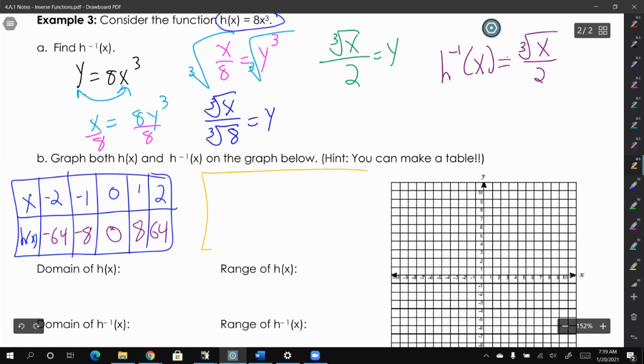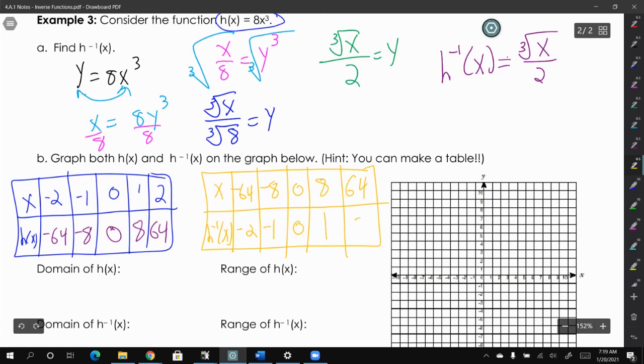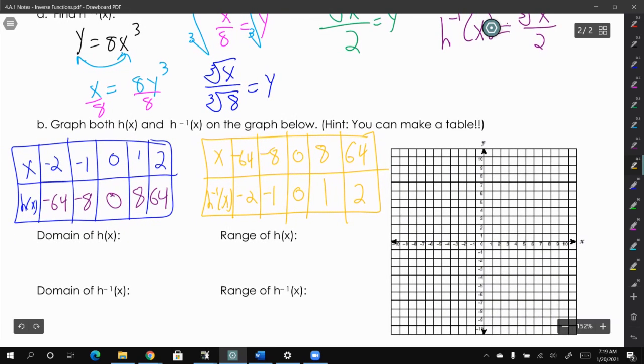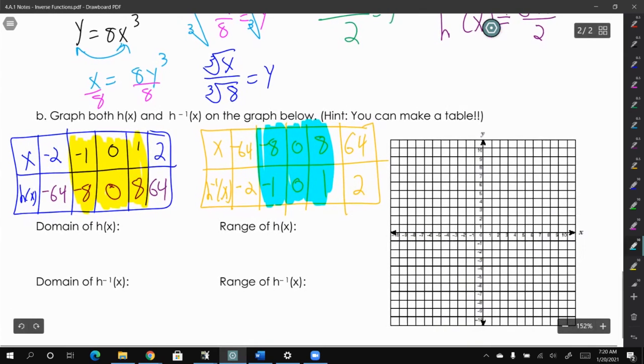So now when I make my inverse table over here, I'm just going to switch my x and y: -64, -2, -8, -1, 0, 0. That one was easy to switch. Then 8, 1, 64, 2. When I graph these, I'm not going to be able to graph all the way down to -64. So for my graphs over here, I'm just going to plot these 3 points. And for the inverse, I'm just going to plot these 3 points. That way, they'll all fit on the graph.